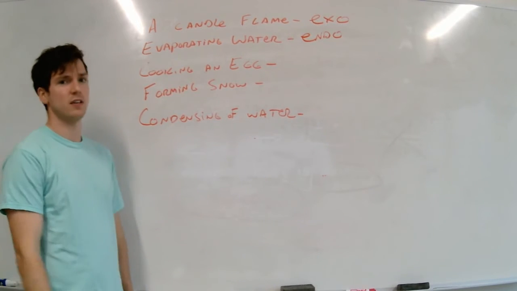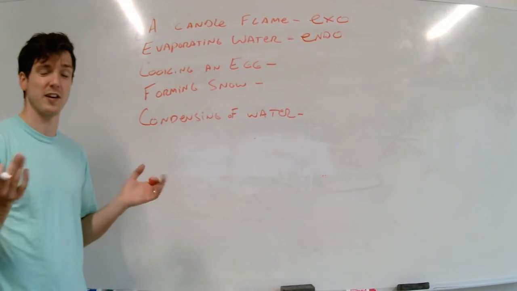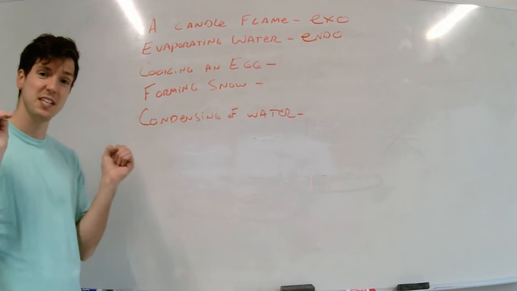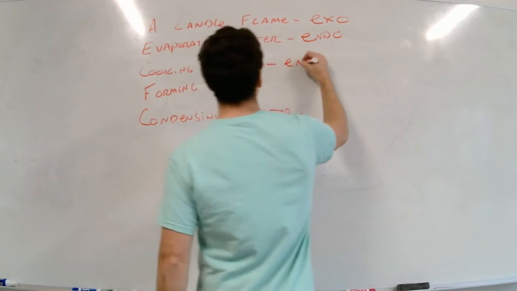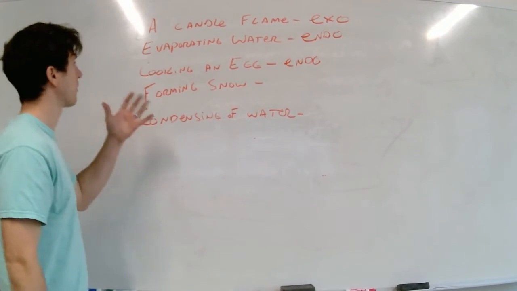Cooking an egg, right? To cook an egg, I got to put heat into that egg. You don't put it in the refrigerator and try to get heat out of it. You try to put heat into it to cook. So it is endothermic. The next one is the forming of snow, right?